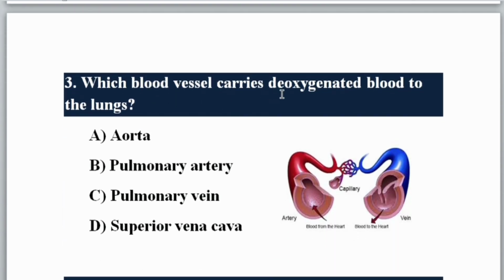Which blood vessel carries deoxygenated blood to the lungs? Alpha, aorta. Beta, pulmonary artery. Yes, pulmonary artery carries deoxygenated blood to the lungs. It is the only artery that carries deoxygenated blood.